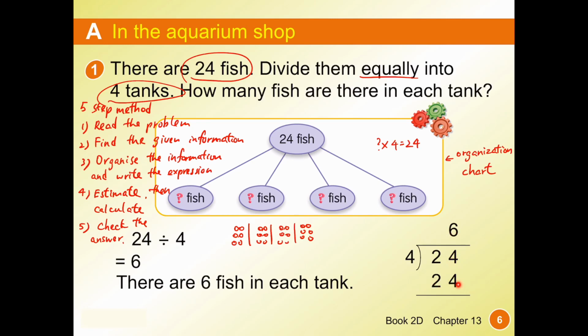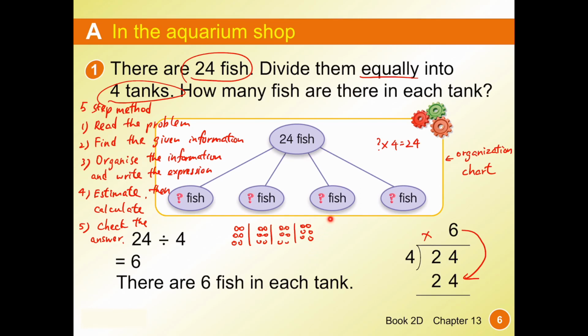So remember, we have to write the product of this multiplication here, and then we draw a line. Because we get the exact same answer here, which is 24, there's no remainder, because we do not want any remainder, since we want all the 4 tanks to contain the same number of fish. So the answer is 6. So there are 6 fish in each tank.